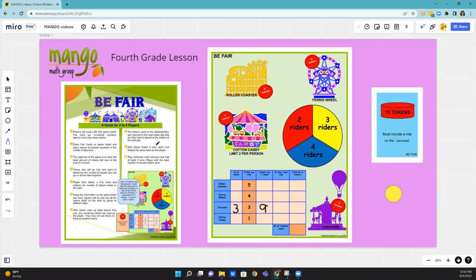And they can use the little counters that are provided for them to help with their mathematics if they need to. So as they have 6 tokens left, and there's 3 of them, I know that 3 divides into 6 2 times, but there's no rides that are 2. And so I can only then go get the cotton candy, and it says a limit of 2 per person. So we each can get 2 cotton candies.